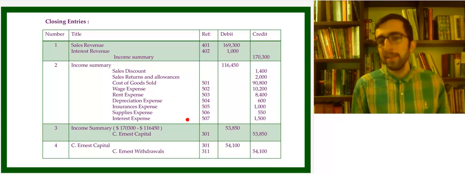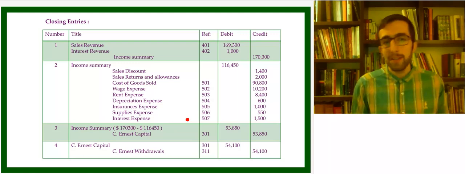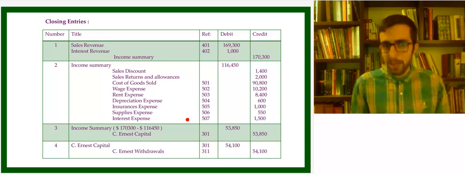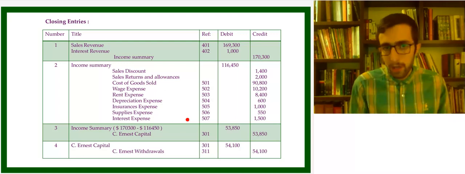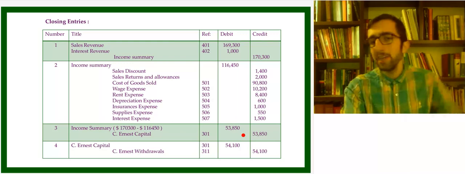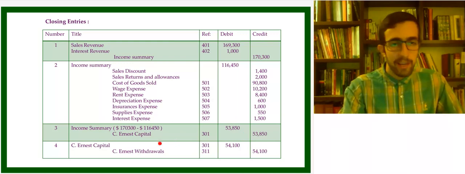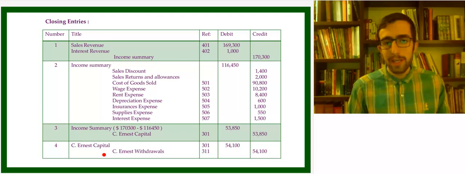The result of net income in T accounts can give us the net income or net loss. Here in this case we have net income. It means that we have the balance of credit. So if you want to close this income summary, we make it debit, and the opposite side that we close it to capital is capital. And the number is 53,850. And finally, the last one, we close withdrawal to the capital.